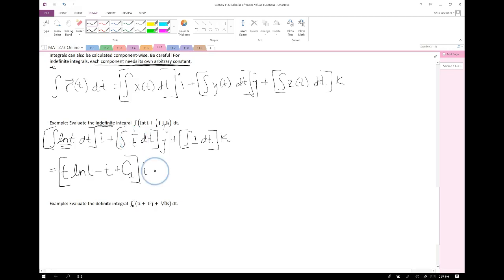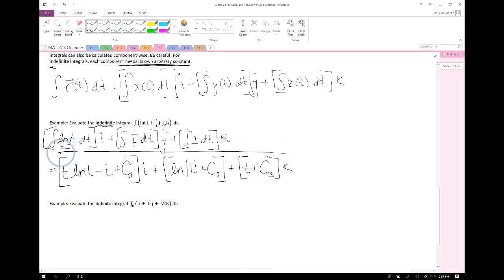The antiderivative of 1 over t is natural log of absolute value of t. And that is a separate integration problem, so it gets a separate arbitrary constant, which I call c sub 2. And then the antiderivative for 1 is t, and then plus our third arbitrary constant, and that's our k component. So this is one way to represent our antiderivative with those arbitrary constants.